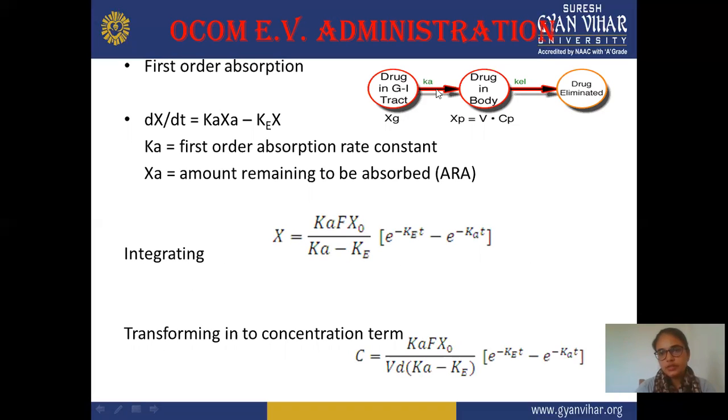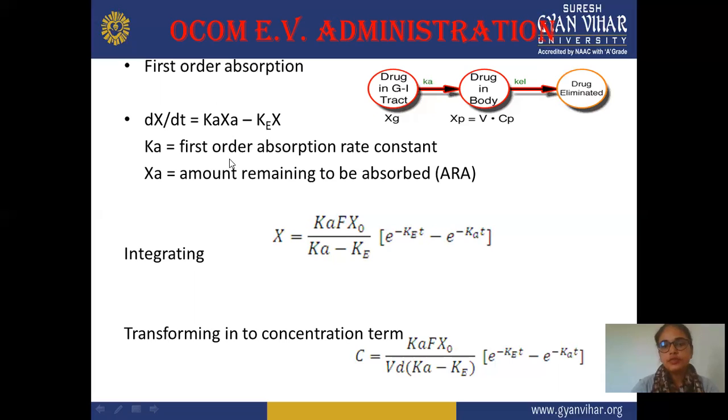After administration, the drug goes into your GI tract, and from the GI tract it is absorbed into the body at a particular site. That is Ka, the absorption rate constant. Then the drug is present in your body, and after that is Ke, the elimination rate constant, and the drug is eliminated from your body. Here XP equals V times Cp, where dX/dt equals KaXa minus KeX. So this is the first order absorption reaction.